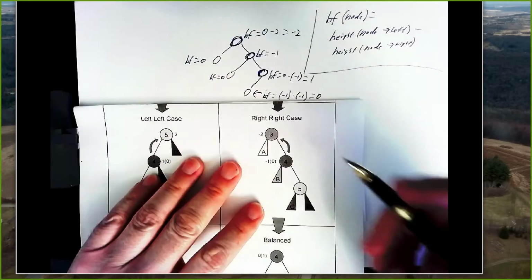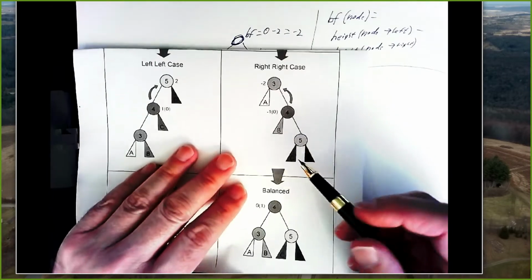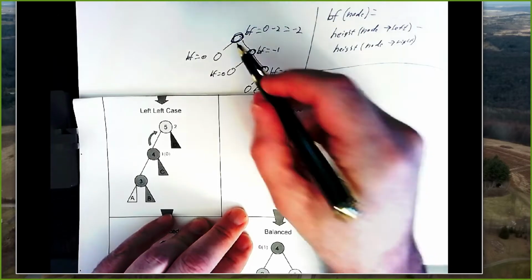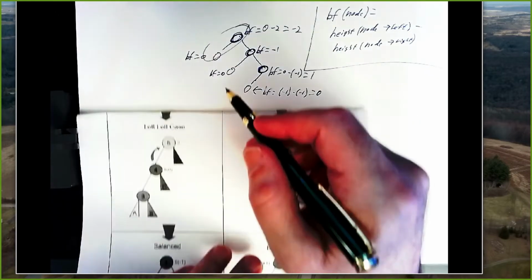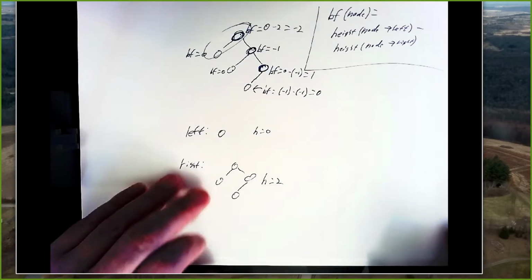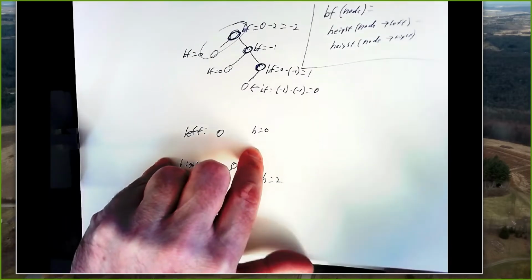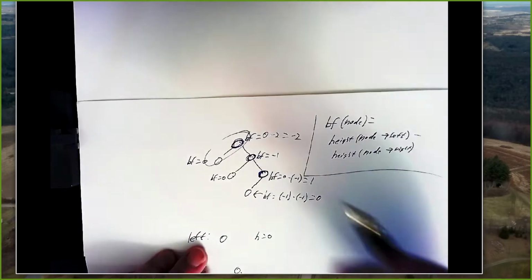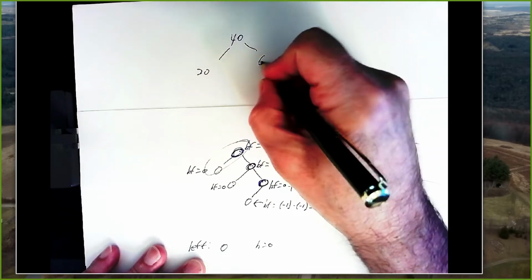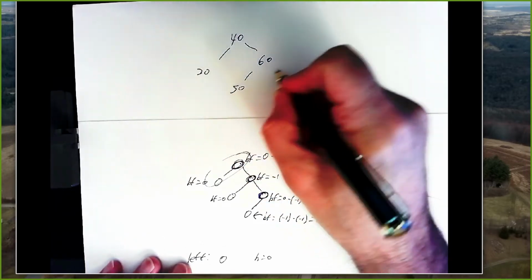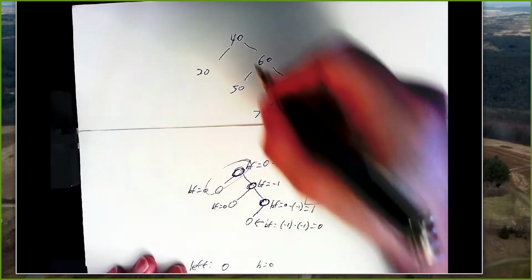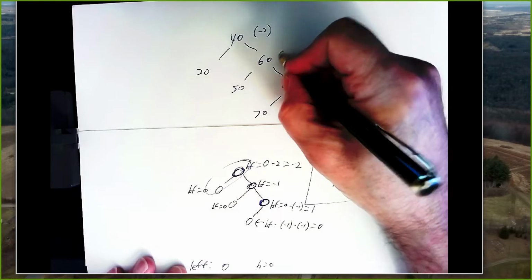All right, so here's our right-right case. And the way we do this rotation, we're going to take this node and basically make that the root. We're going to bring this stuff down, and then we're going to take this and adopt it on the right of our original node. So let's put some numbers in here so we can see if this is making sense. Let's suppose we have a 40 and a 20 and a 60 and a 50 and an 80, and we just inserted a 70. And I'll list balance factors here.